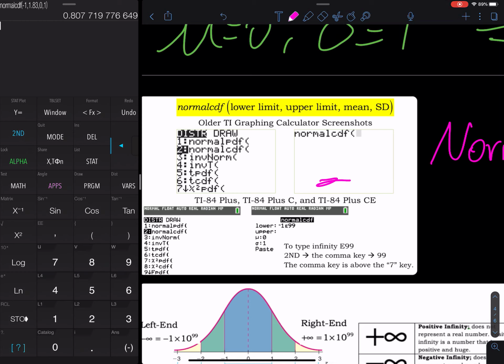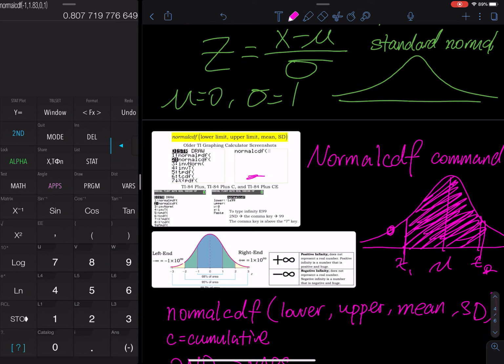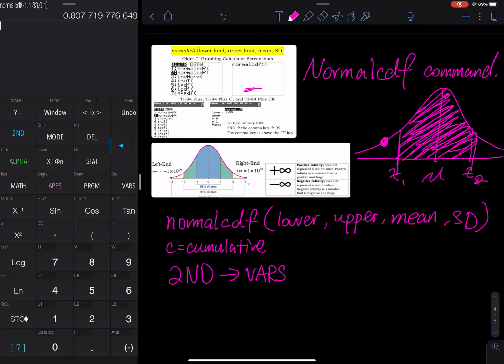So Normalcdf is for approximating the area under a density curve. What about PDF? PDF is for finding a point on the curve only. So PDF is, you tell me what the x is, and then you will get a point. PDF has nothing to do with the area. CDF is for finding area. And then after you are done, you have to enter these 4 things: lower limit, upper limit, mean, and standard deviation.